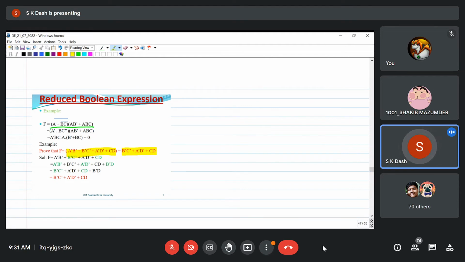A bar, B bar is, so which term is missing? The first term is missing. A bar, B bar is missing. All others remain the same. So from here, you can know whatever we studied, whatever theorems.